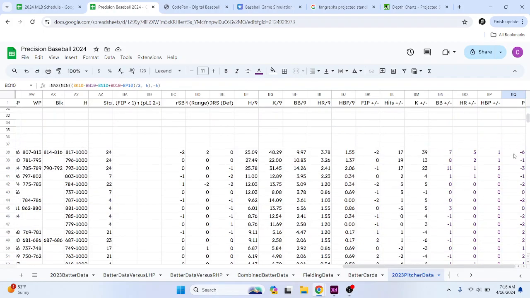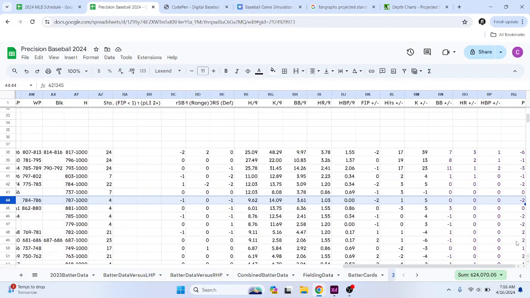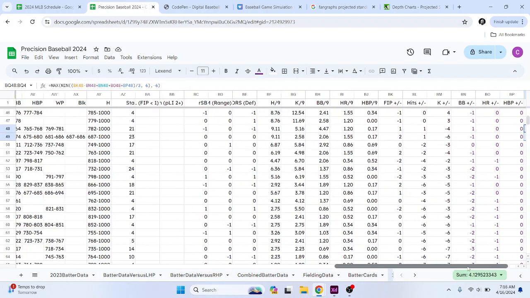This is the Braves pitching staff, which is loaded. You can see it's Strider, Elder, Morton, Max Fried. AJ Minter had a great year, and so you can see there that's reflected. He's a -2. And then you got some other guys down here who didn't have very good years.